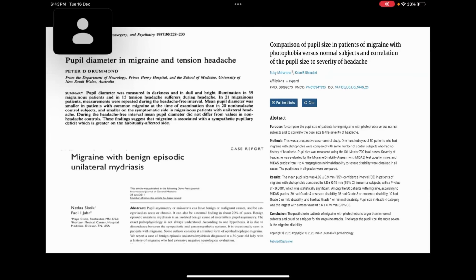Then I did more literature search. This was a very interesting article published by Dr. Ruby. She compared baseline pupil size in patients with migraine and patients who had no headaches. She used the IOL Master 700 to measure the pupillary size, and it was noted that in general, patients with migraine had a pupillary size of larger diameter compared to control subjects who had no headaches. Looking at the disability assessment, the more severe the headaches, the larger the pupillary diameter.